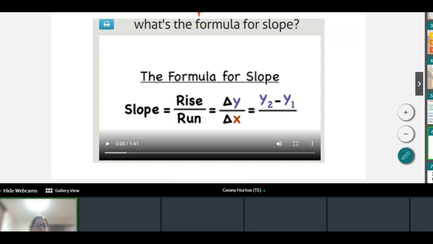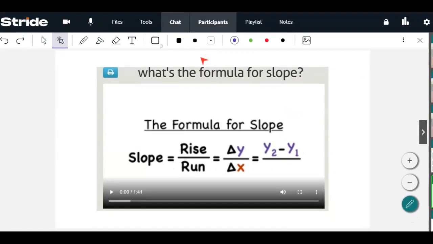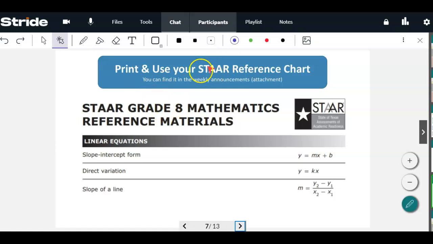All right, so let's go back over here to our recording. So good explanation of that. So it actually is on your STAR reference chart. You should have this downloaded by now and hopefully print it out. Please make sure you do that. It's actually in the 8th grade math section.